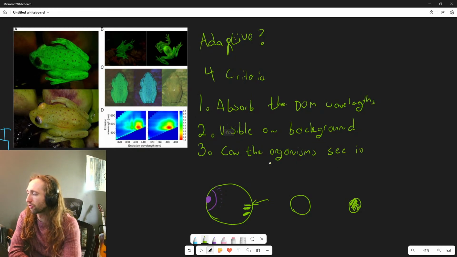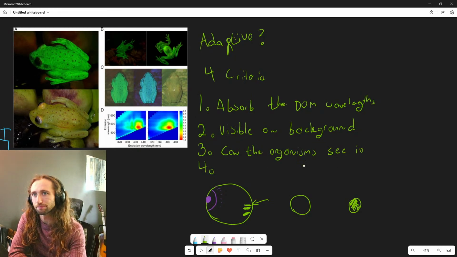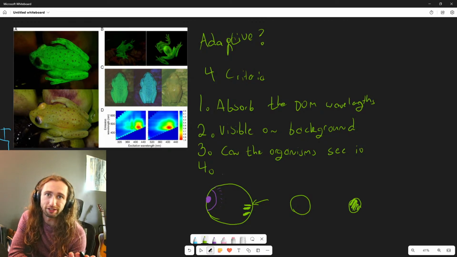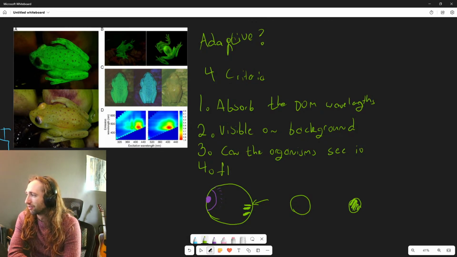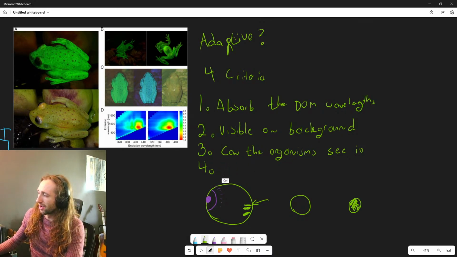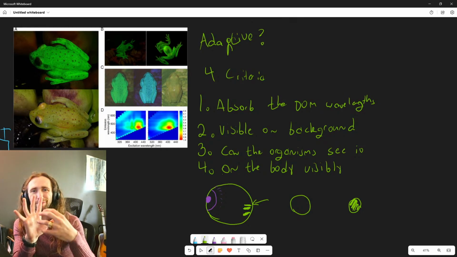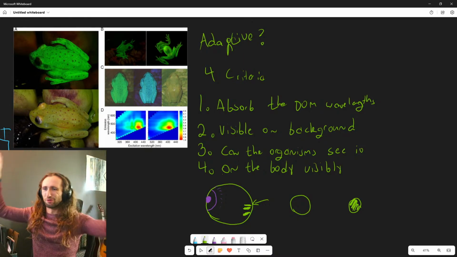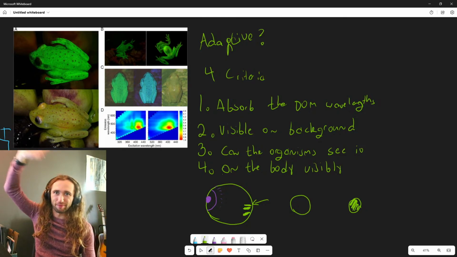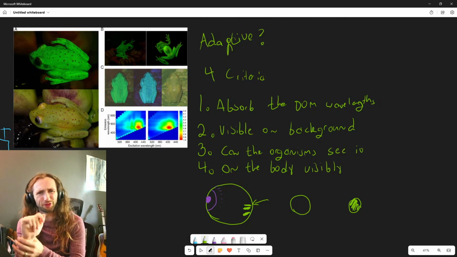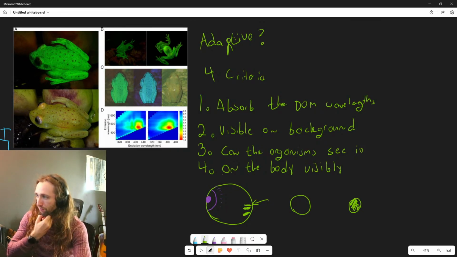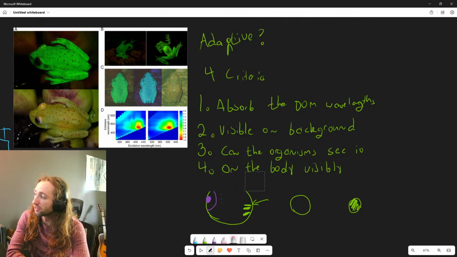So, the final criteria to test if this fluorescence is adaptive or not is that the fluorescence must be on a part of the body displayed during signaling. So, on the body, visibly. Because it may be great that the frogs can fluoresce, right? But what if they only fluoresce on the bottom of their feet, and they don't ever raise up their feet and wave to the other frogs and say I'm here, kind of like if you're at a concert with a glow-in-the-dark wristband.